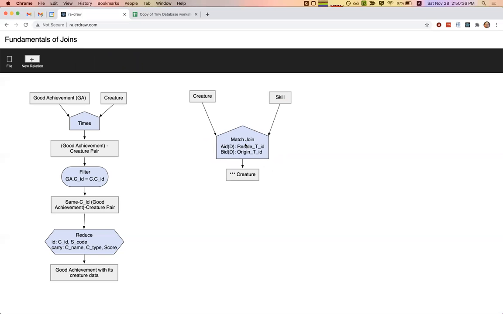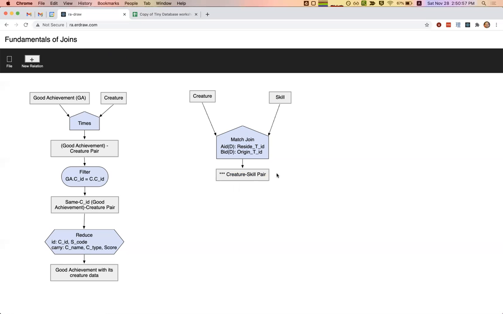And now the match join changes to a house shape. Why is it a house? A full house shape. With the full house, what we're doing is we're creating some kind of a pair. So we're creating some kind of a pair here. In this case, it's going to be a creature skill pair, some kind of creature skill pair.